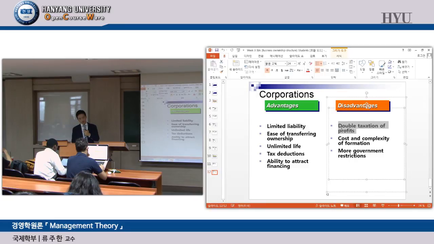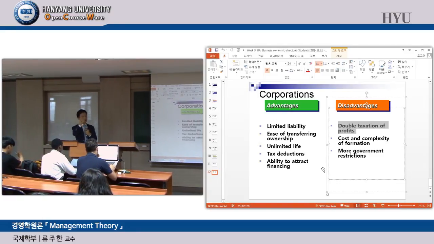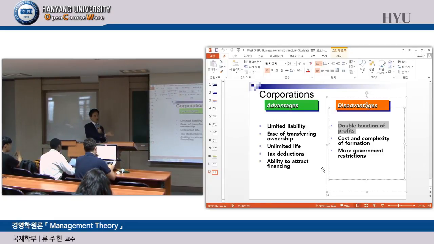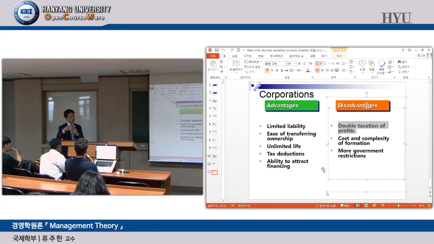And double taxation simply means that the company earned profit and paid tax. That's quite fair, because the company itself is like a human: if the company makes the money, then it pays tax. But the thing is that profit also should go to the shareholders, and the shareholders should also pay tax. So that's what I mean by double taxation: you have to pay the tax twice. The company pays tax, and the shareholders also pay tax if they earn some profit from the firm.